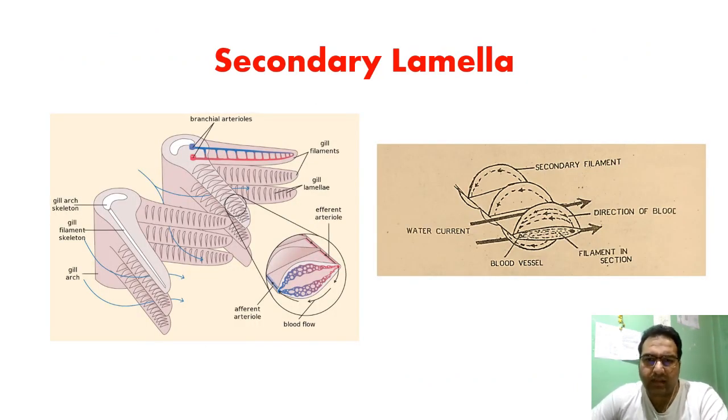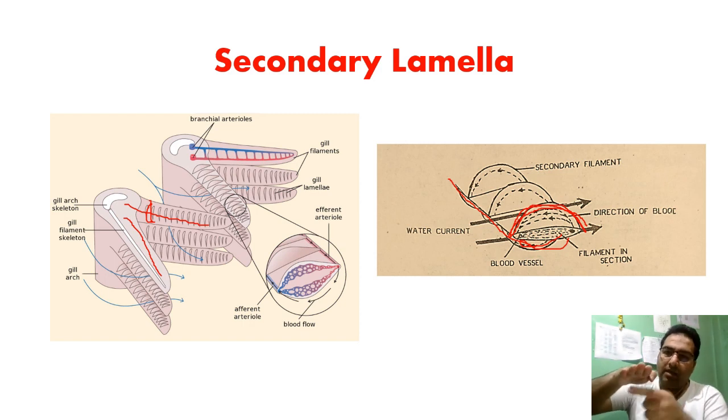So talking about the secondary lamellae, for example, these are the primary lamellae, and on the primary lamellae we are seeing that these are the outgrowths, like this. On these lamellae, these outgrowths are present. We call them secondary lamellae. So each primary lamellae bears a large number of secondary lamellae on both sides. It is not only the upper side but the lower side as well, on both sides.